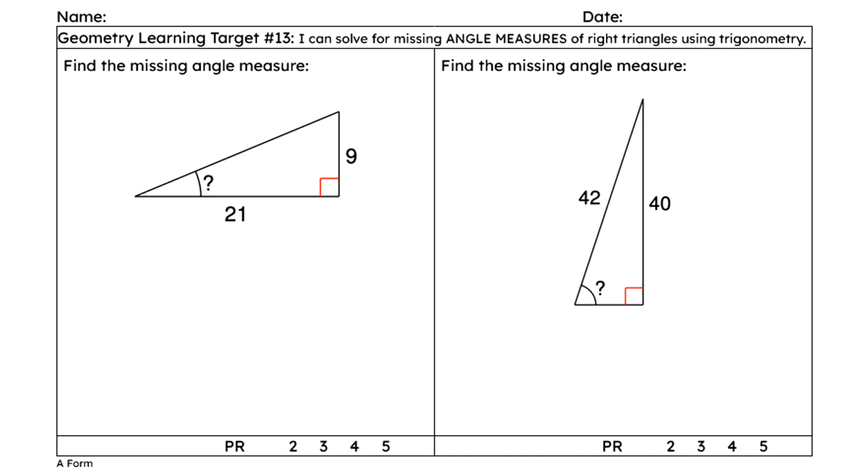This is Gail Kovac with Gresham Barlow School District, Summer School High School Credit Recovery, Geometry and Learning Target number 13. I can solve for missing angle measures of right triangles using trigonometry.